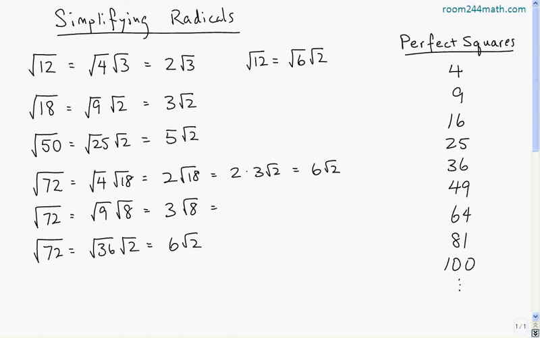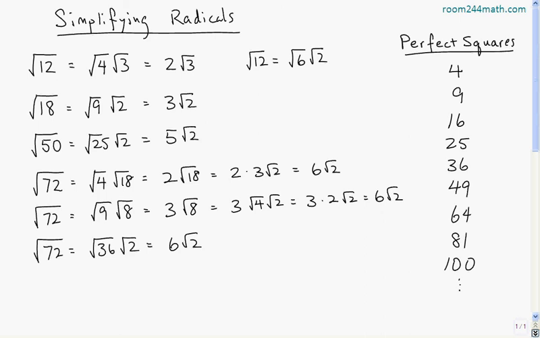And what do we do with root 8? Well, root 8, again, we look for our perfect square factors, and we see that 8 has a factor of 4. So we can replace this with root 4 times root 2, which becomes 3 times 2 root 2, or in other words, 6 root 2. So they all become 6 root 2.